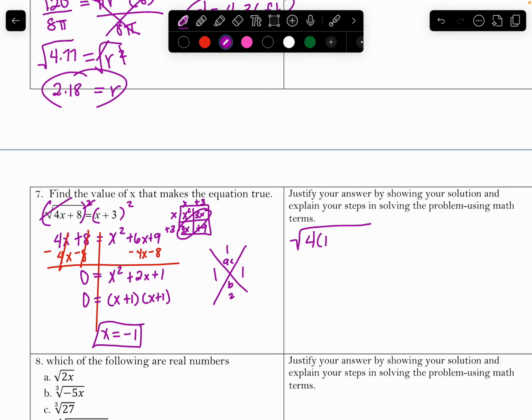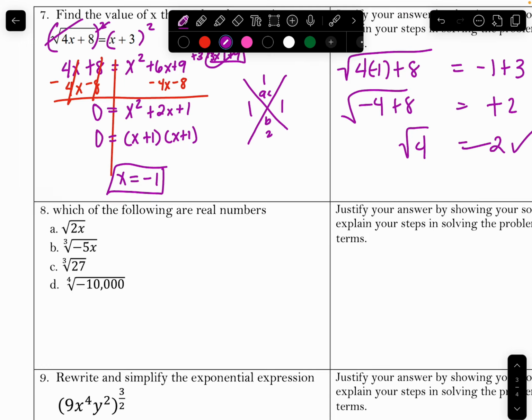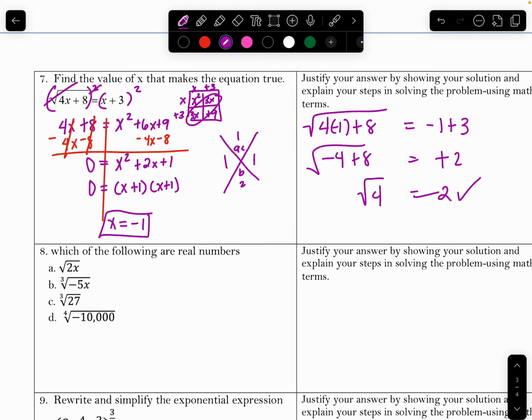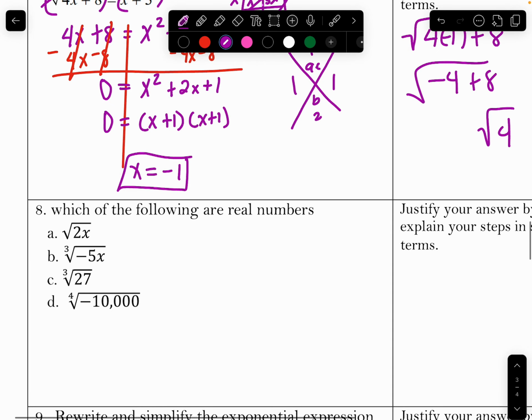So we plug it in. 4 times negative 1 plus 8 equals negative 1 plus 3. It seems like this is going to be a positive. Negative 4 plus 8 is going to be a positive. Square root of 4 equals 2. That's right. So this is a solution. X equals negative 1. When it's a positive, negative, it's not a solution.